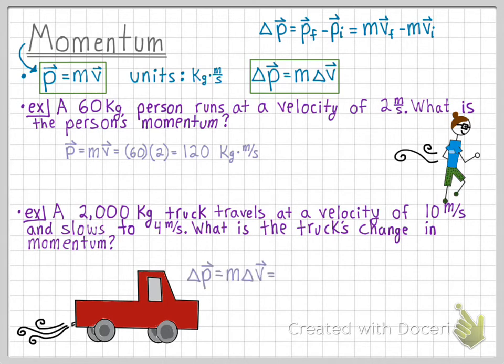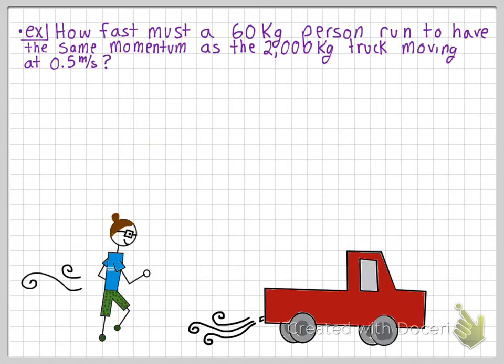So to solve this problem, we're going to simply use this change in momentum equation. And we can fill in our known values, and we find that the change in momentum is negative 12,000 kilogram meters per second. Take note that change in momentum can be negative. So let's do one last problem.